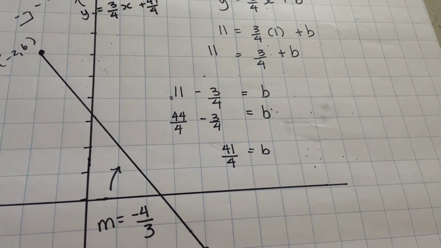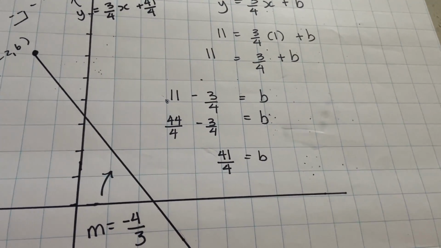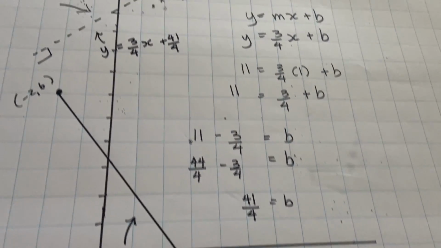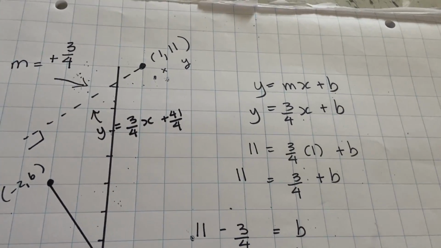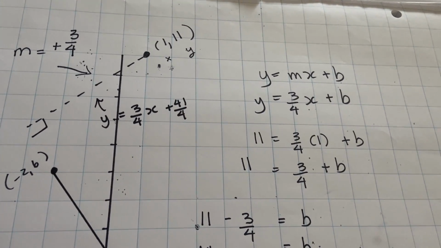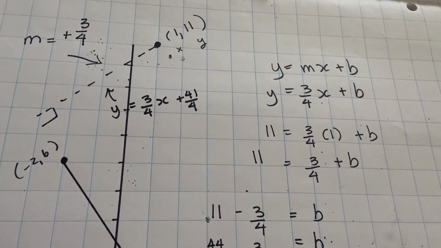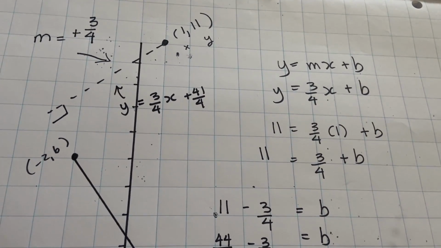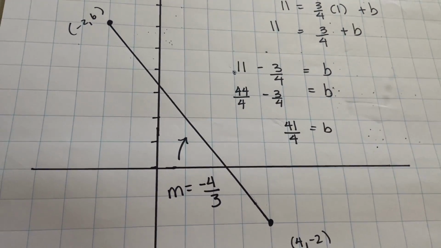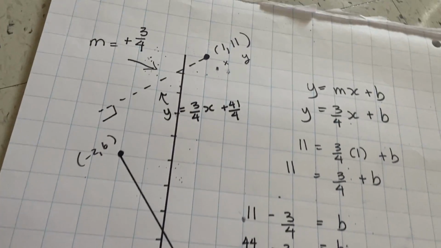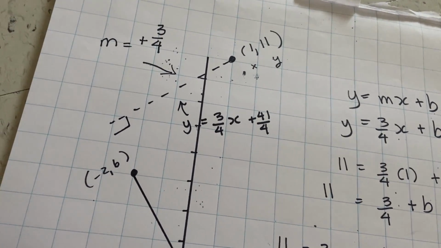I've completed the algebra and I find out that the b, or the y-intercept, is 41/4, and that means that I know that the equation for the height of this triangle is y = 3/4x + 41/4. The next thing we want to do is find the equation of the base, because we want to know when the height and the base are going to intersect.